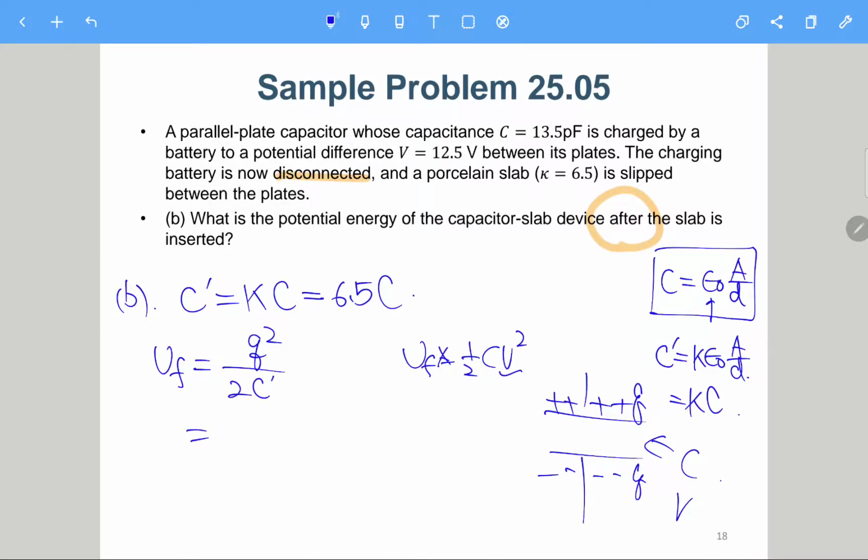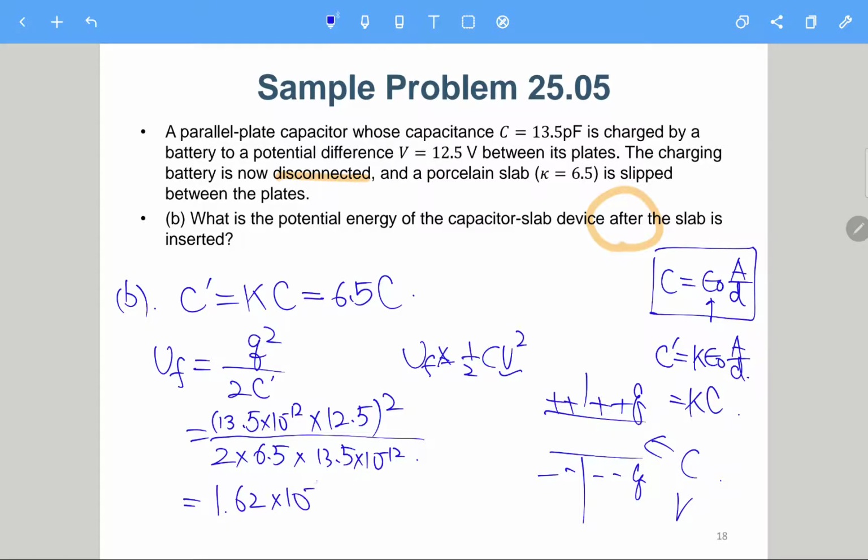So the Q doesn't change, which is 13.5 times 10 to the minus 12 times 12.5. This is the original charge, and it doesn't change. And then it is divided by 2 times 6.5 times 13.5 times 10 to the minus 12. So it will be 1.62 times 10 to the minus 10 joule.